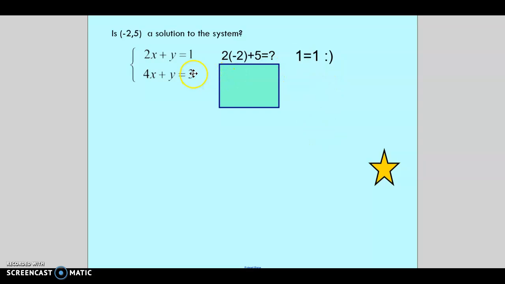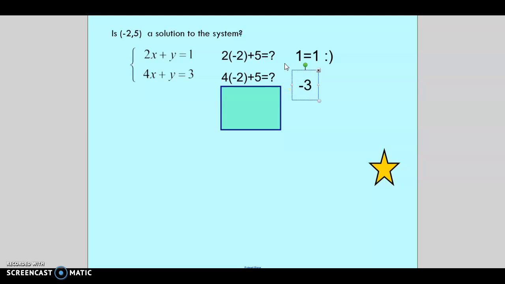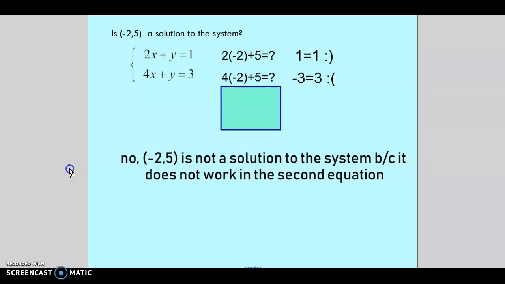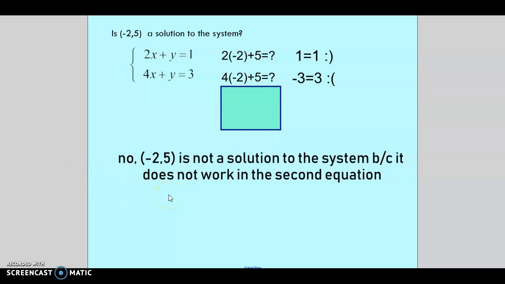But it would also have to work in the second equation. If I plug in negative 2 and 5 for x and y here, then I'd have 4 times negative 2 plus 5. So 4 times negative 2 is negative 8, plus 5 is negative 3. And that does not equal 3. So that would not be a solution, because it works in the first equation, but it does not work in the second. So my answer would be no, negative 2, 5 is not a solution because it does not work in the second equation. You always have to make sure that you're checking both, because in order for it to be a solution, it has to be true in both of the different equations.